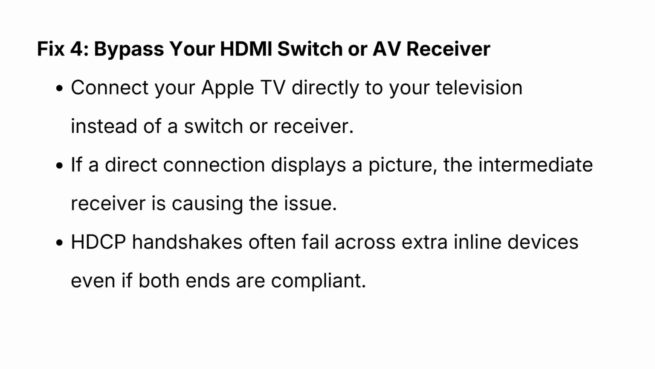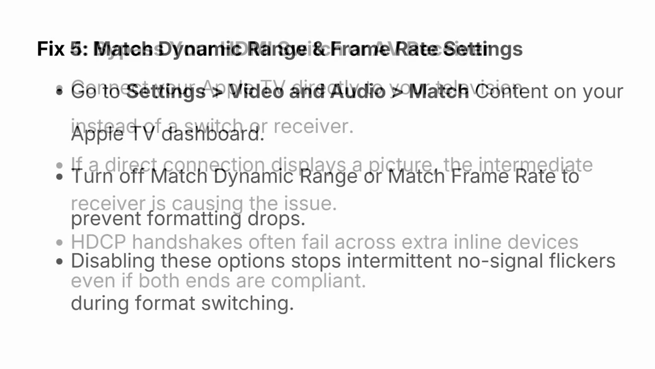Fix 4. Bypass your HDMI switch or AV receiver. Connect your Apple TV directly to your television instead of a switch or receiver. If a direct connection displays a picture, the intermediate receiver is causing the issue. HDCP handshakes often fail across extra inline devices even if both ends are compliant.